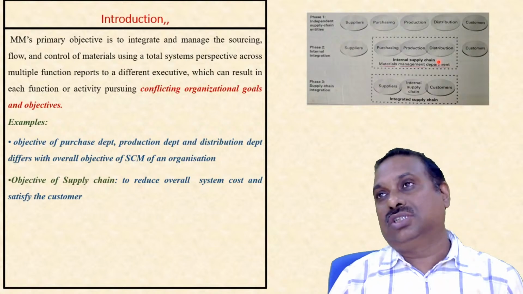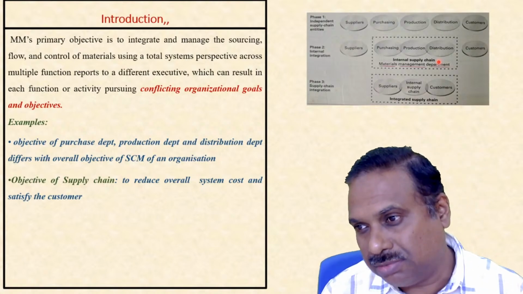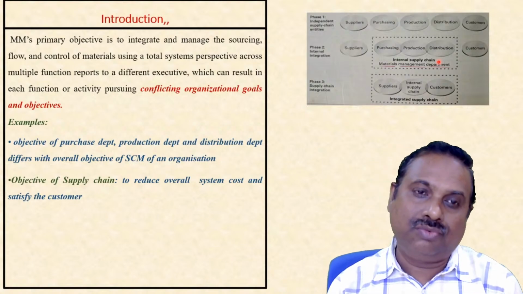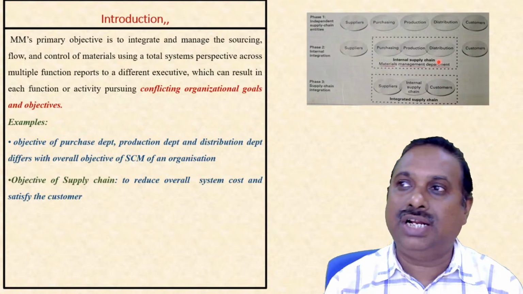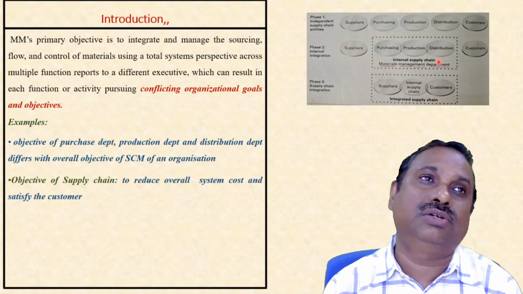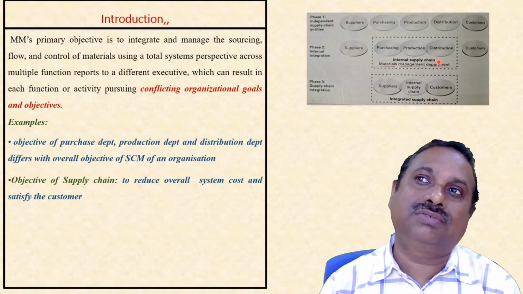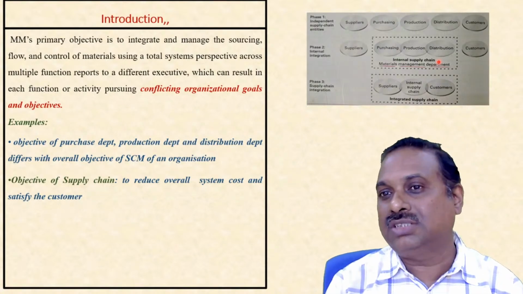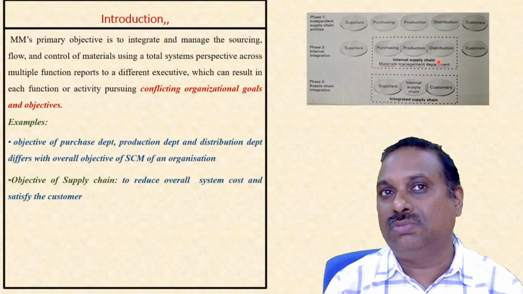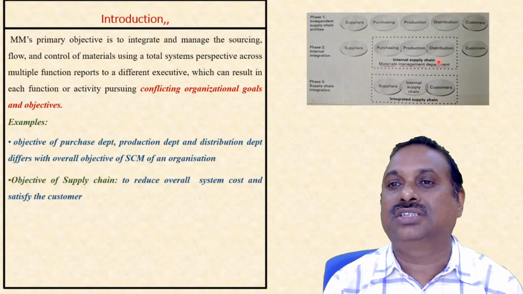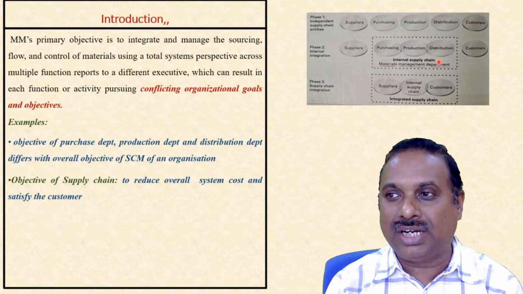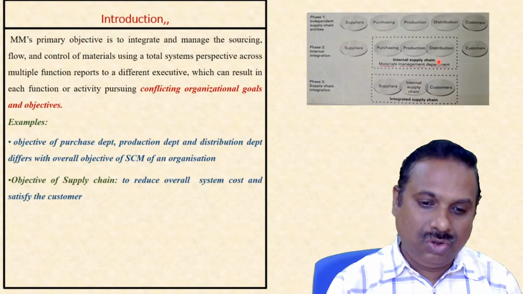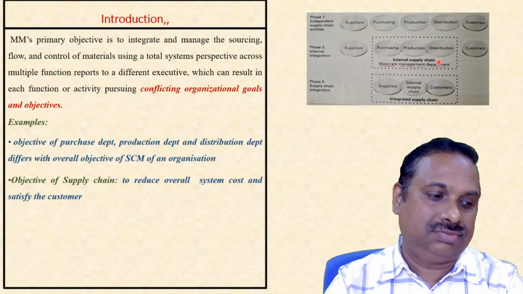Suppose distribution, what is the distribution department's objective? The distribution department's objective is full capacity of truckload, so that your distribution cost will reduce. But what is marketing's objective? Marketing's objective is to satisfy your customer. So how do you satisfy your customer? The customer will be satisfied if the lead time decreases. So there is always a conflict in objectives. So there is always a trade-off. So we will work on this trade-off.